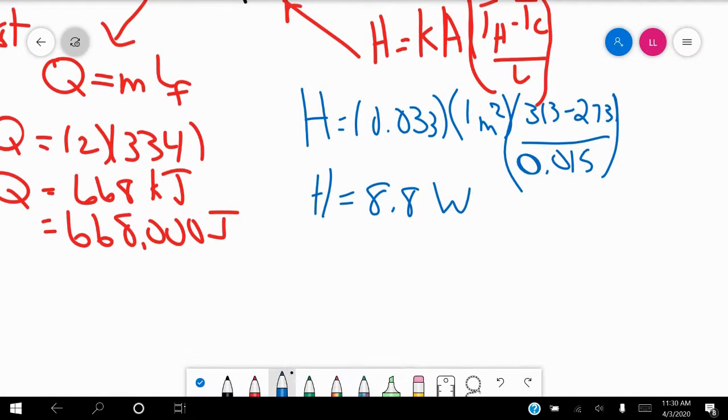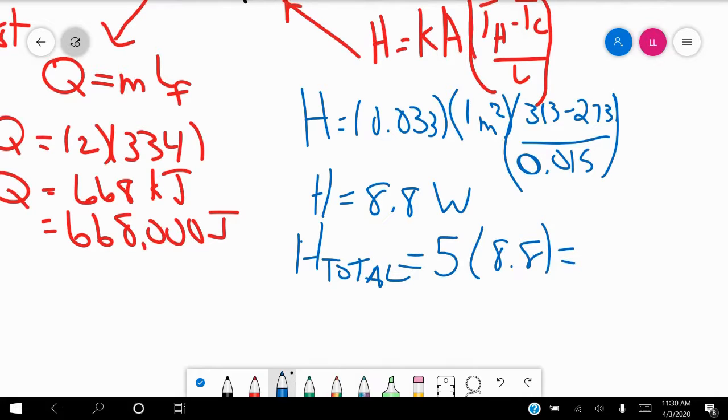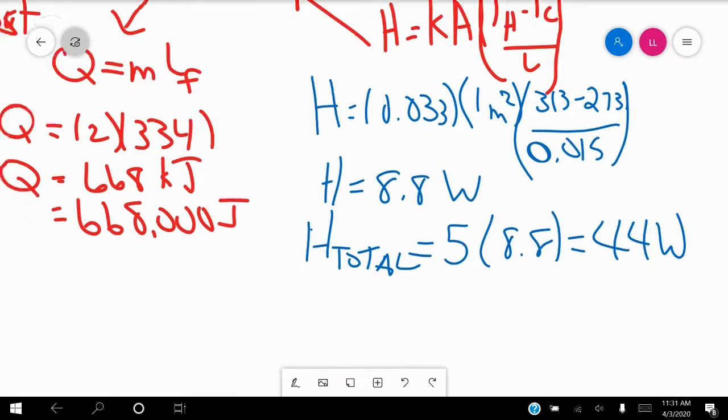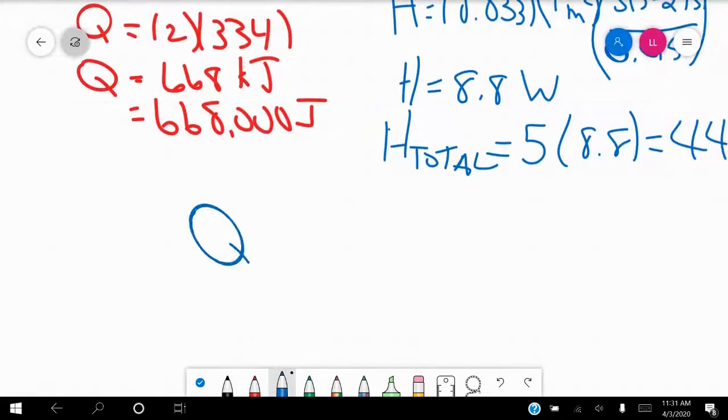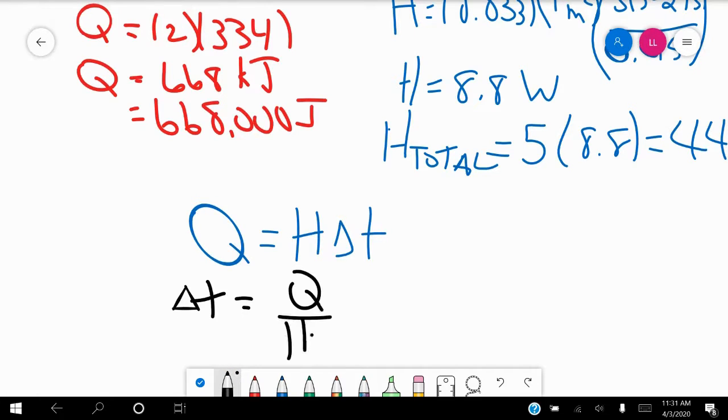But this is not the one that we're going to use in the equation, because that's through one side. And if we want to find the total, we have to multiply this number by 5 to tell us how much heat is lost completely from the water, in joules per second, heat per second. And now we can go back to our Q equals H delta t formula and solve this for the time. So we're going to do Q over H.